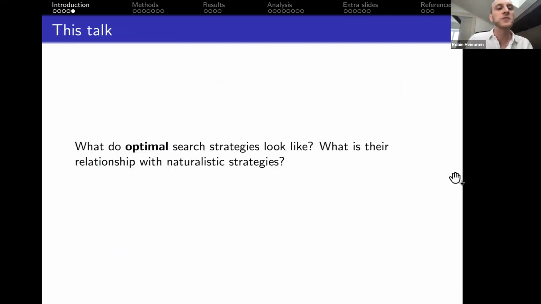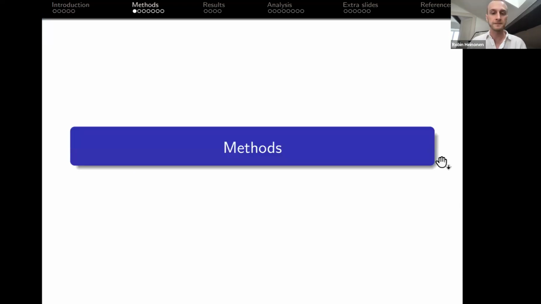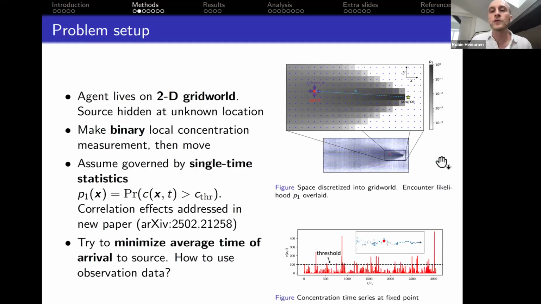So the focus of this talk is what optimal search strategies are going to look like, and I'll define in what sense I mean optimal. And in particular, what is the relationship between such optimal strategies and these naturalistic strategies we see actual animals performing. And so to begin, we set up the problem in the following way.